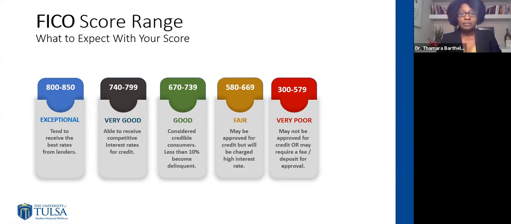For FICO, anything between 300 and 579 is considered very poor. Normally, if your score is that low, if you apply for credit, you will not receive any credit at all.